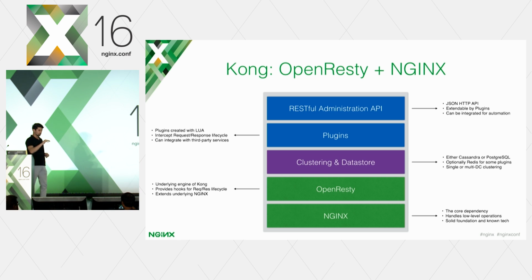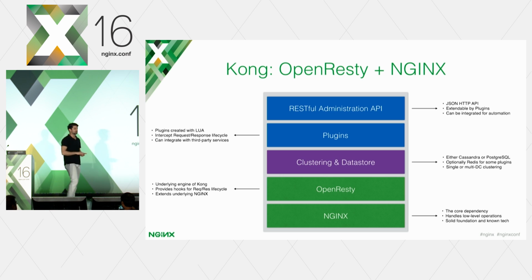And so we have nginx at the bottom. Nginx is what handles the low-level features of Khong. All the proxying is being done by nginx. Very solid technology. OpenResty is the underlying core of Khong. It extends nginx with these new capabilities. And Khong, on top of those two technologies, implements clustering, plugins, and a RESTful API that you can use for managing the API gateway.